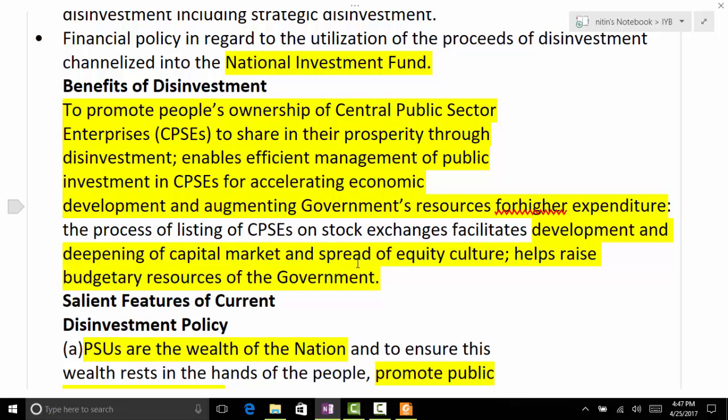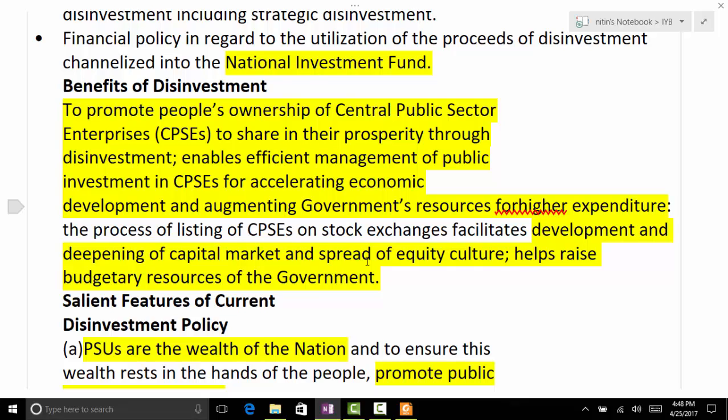The first point: to promote people's ownership of central public sector enterprises, to share in their prosperity through disinvestment. The proceeds would be disbursed among the undertakings. Disinvestment to the public, yes, the public will buy.